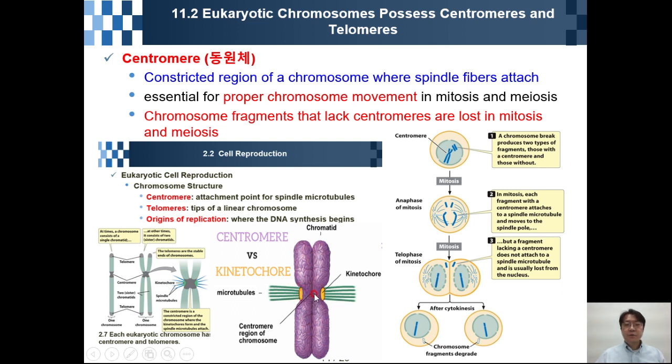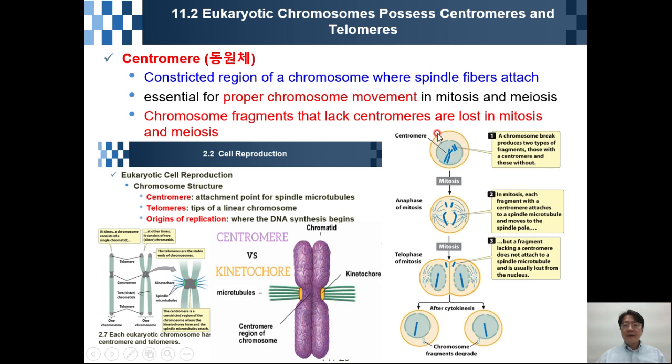The centromere is essential for proper chromosome movement in mitosis and meiosis. Usually the microtubule attaches to the centromere, especially the kinetochore, and after that the chromosomes can move to each pole, and after that they will make the daughter cells like this. But chromosome fragments that lack the centromere are lost in mitosis and meiosis. So this is the mechanism.